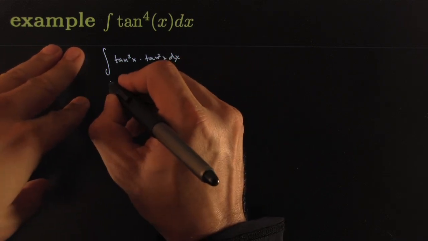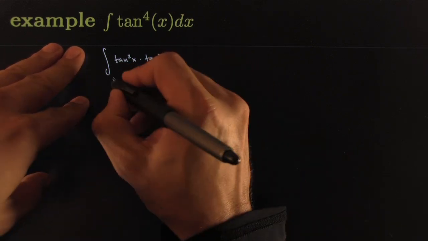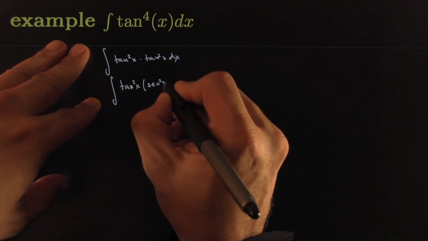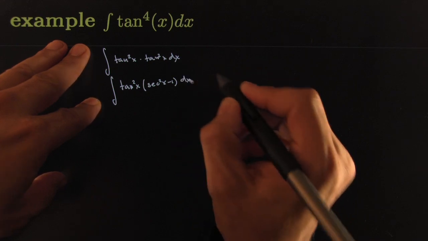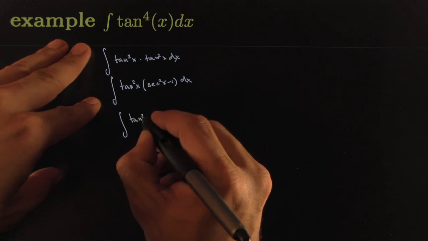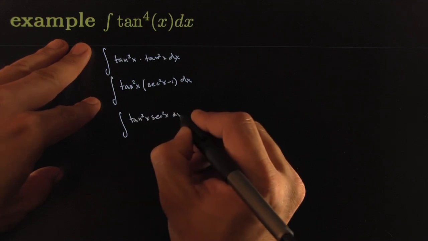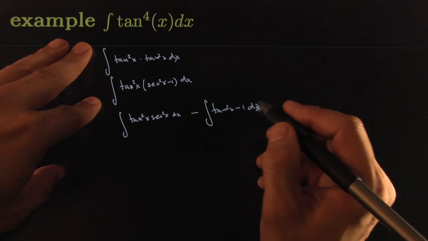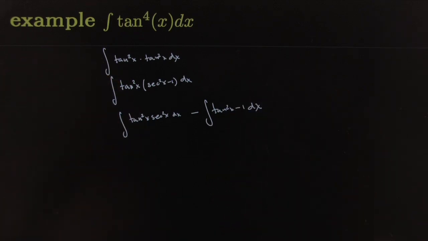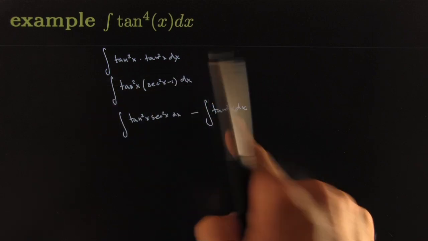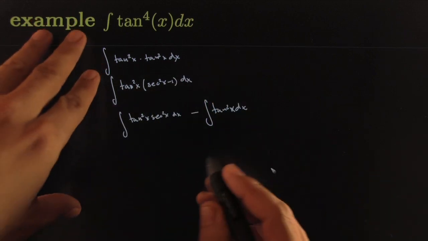Why don't we try this? I will try tangent squared of x. This one I will exchange for secant squared of x minus 1 dx. Okay. And then I will have the integral of tangent squared of x secant squared of x dx minus the integral of tangent squared of x dx. Oh no, not minus 1. Let me erase that piece. Yeah, that's better. And then I try to see if I can handle each of these pieces separately, or if these are easier than the original problem. And the answer is they are.